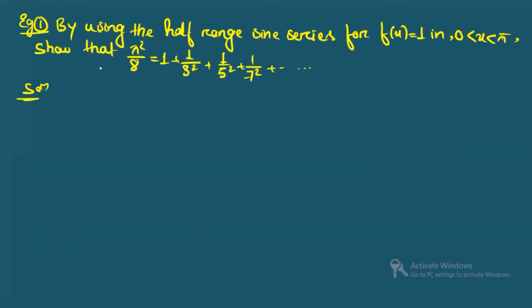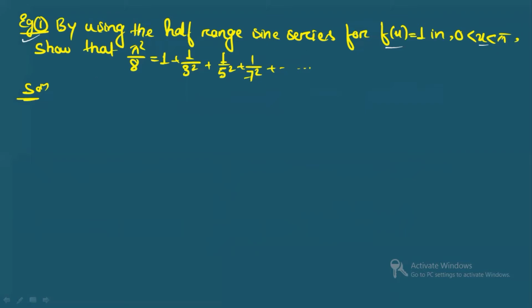Now we will solve two problems related to the formulas that we have seen. The first example: by using the half range sine series for the function f(x) equals 1, where x is greater than 0 but less than pi, you will have to show that pi square by 8 is equal to the series 1 plus 1 by 3 square plus 1 by 5 square plus 1 by 7 square and so on. The function and the interval are given to you.